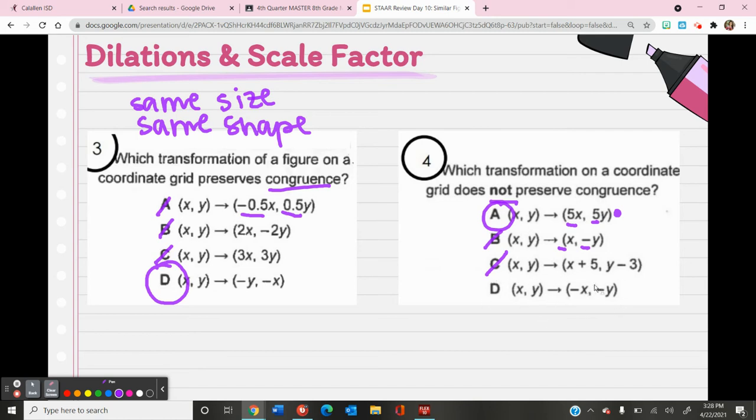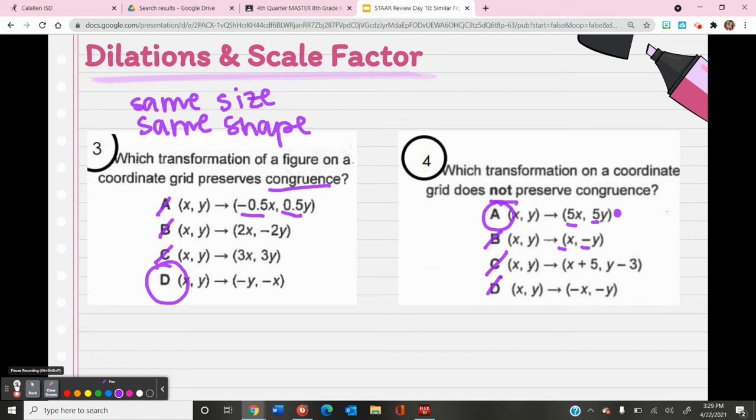Now, D is a reflection. This is a 180 degree rotation. Now, rotating my image does not change the size or the shape. It just turns it. So D does preserve congruence, and again, the only one that does not is going to be A.